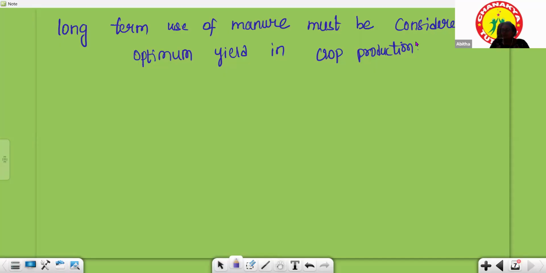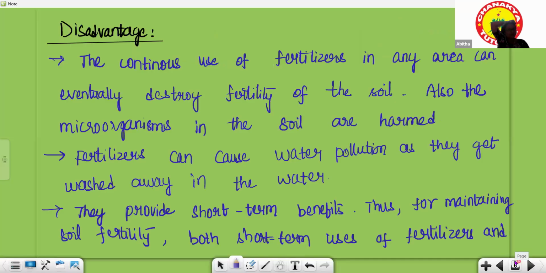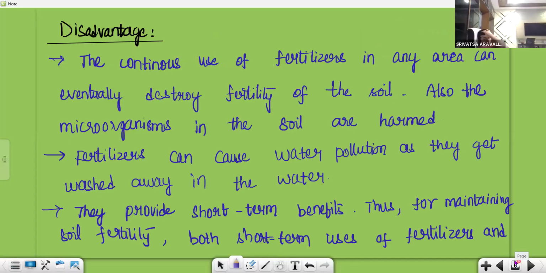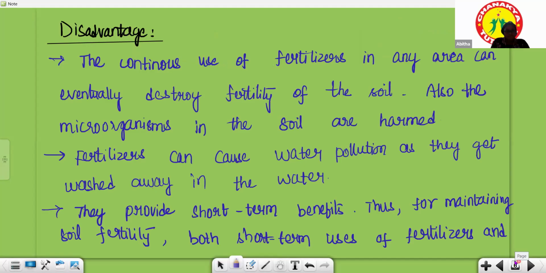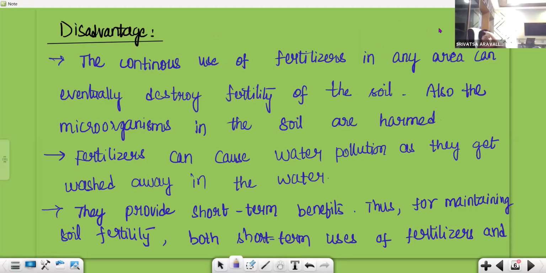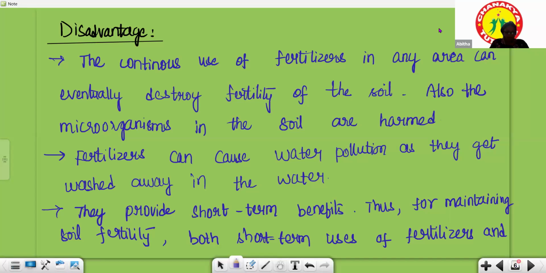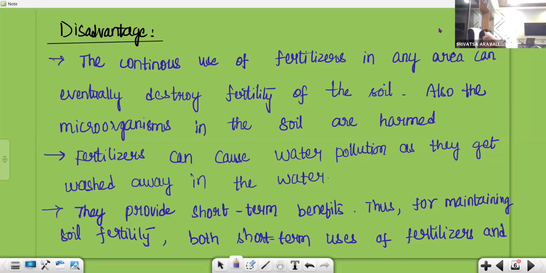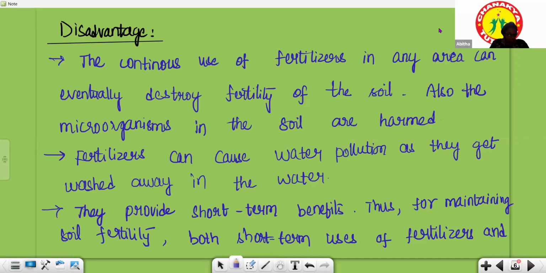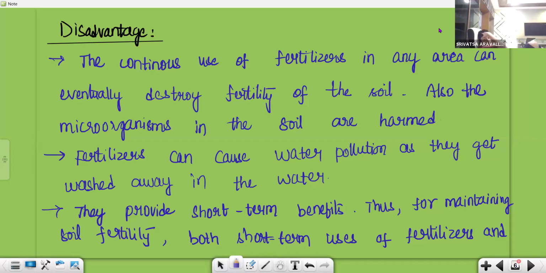Okay. So please read the disadvantages, Srivatsa. What disadvantages did we mention? The continuous use of fertilizers daily can eventually destroy the fertility of the soil, and the microorganisms in soil are also harmed. Next. Fertilizers can cause water pollution. They get washed away in the water. Next. They provide short-term benefits, thus for maintaining soil fertility.